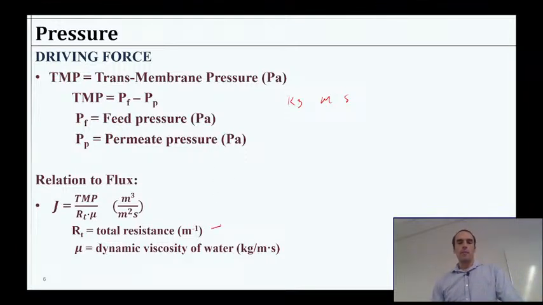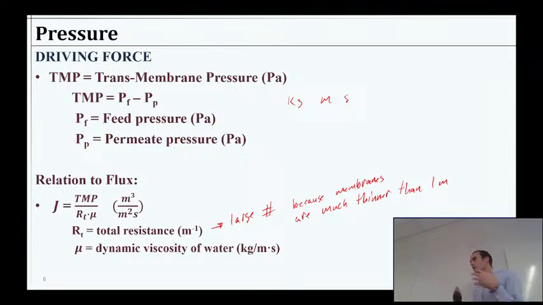So I'm just going to make a comment that that's going to be a large number because membranes are much thinner. Okay, that's not hugely important. I'm just giving you a warning that we're going to be dealing with membrane resistances like 10 to the 12th per meter or something. And it's just going to feel a little weird.